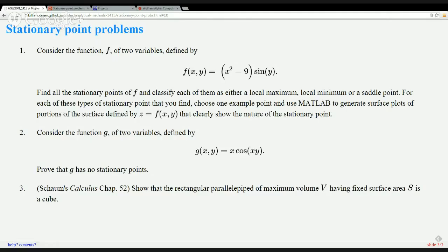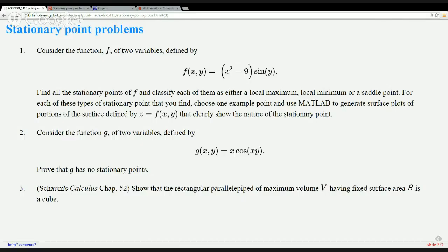So we want to identify them all and classify them all into one of the 3 types for each stationary point. And for each type of stationary point that we find, maximum, minimum, or saddle point, maybe use MATLAB or similar software to produce surface plots where we can verify the nature of the stationary point, where we can actually see a clear local maximum or minimum or saddle point, whatever.